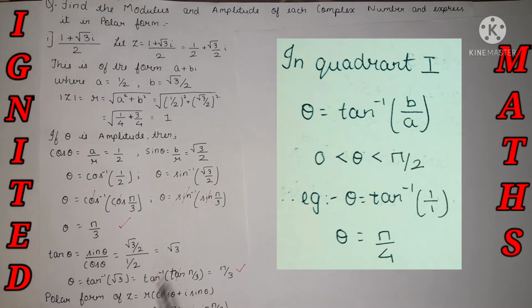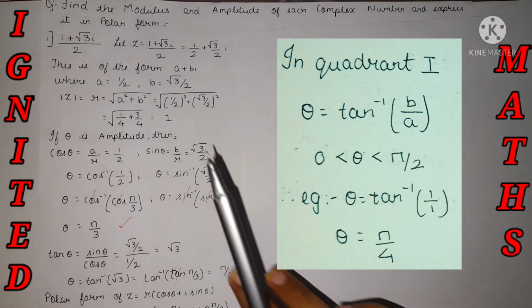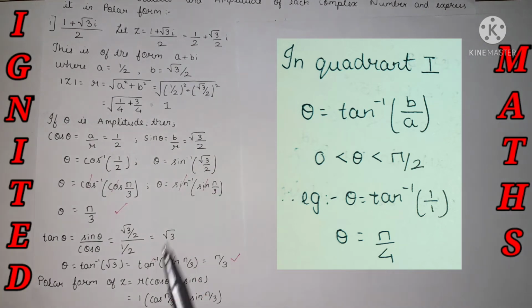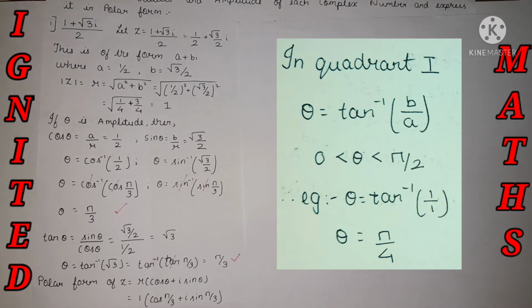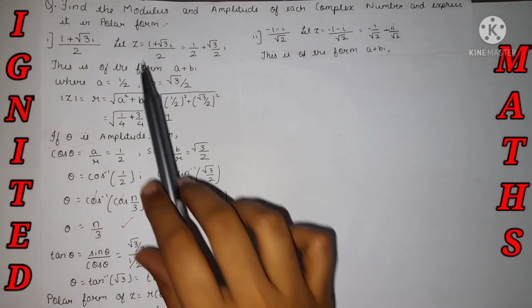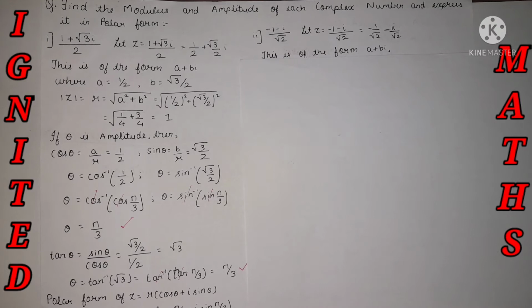Now the polar form of z. The question is to express it in the polar form, so we express it as r cos theta plus i sin theta. The r value is nothing but 1, and cos theta with theta as pi by 3, and i times sin pi by 3. This is how we need to find it. It belongs to the first quadrant, so we have not changed the sign. We have not used the formulas alpha is equal to pi minus theta or 2 pi minus theta because it lies in the first quadrant. But when it comes to the second, third and fourth quadrants, the sign will change, so we need to remember some of the formulas.